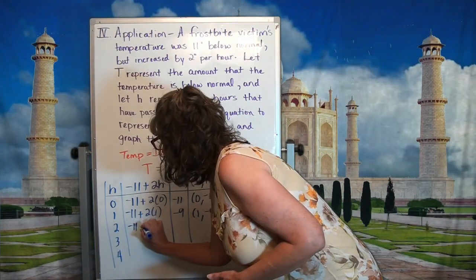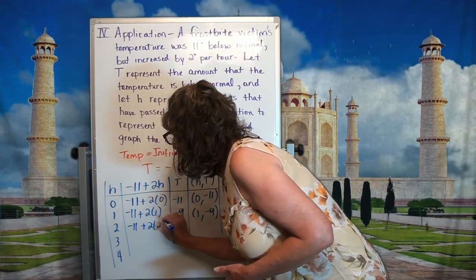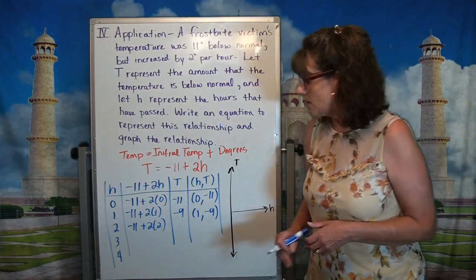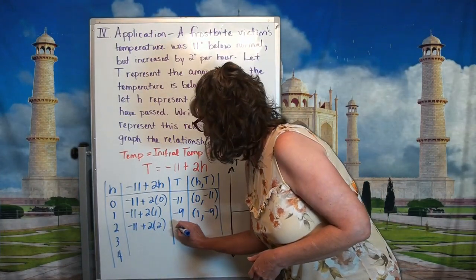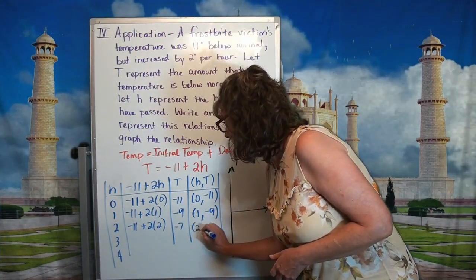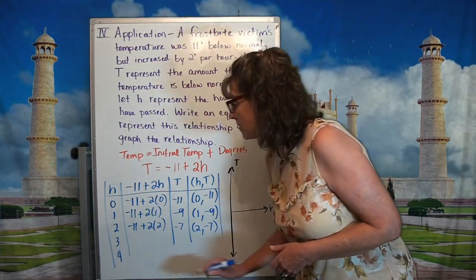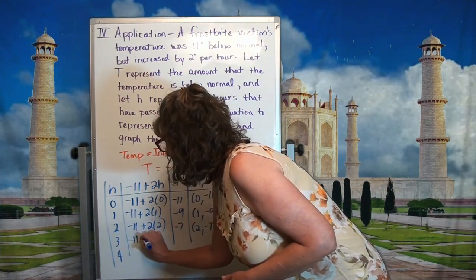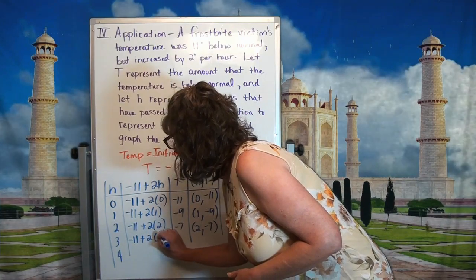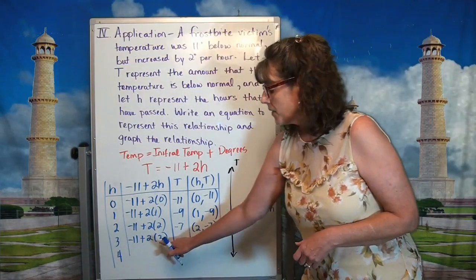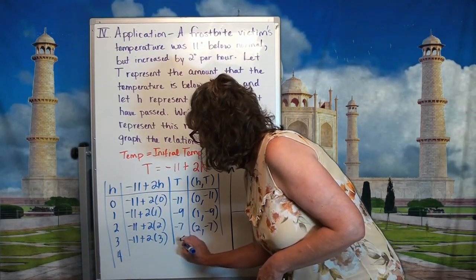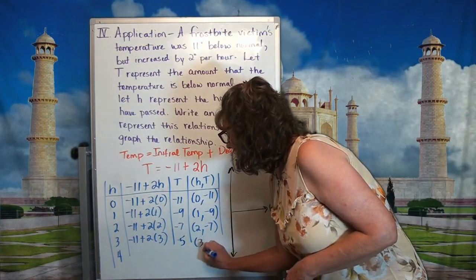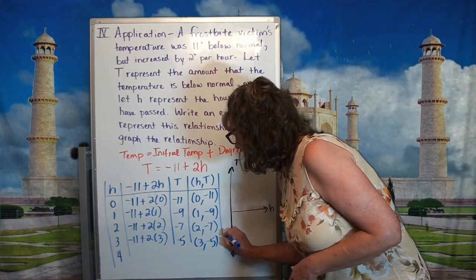Now, let's say, okay, after 2 hours, what's happening? Well, it stands to reason we should get a negative 7, but 2 times 2 is 4. Negative 11 plus 4 is a negative 7. So sure enough, after 2 hours, we got a temperature of negative 7. So here again, it stands to reason that this one should be a negative 5, but let's test it out. 2 times 3 is 6, negative 11 plus 6, yep, it's a negative 5. So after 3 hours, the temperature is a negative 5.